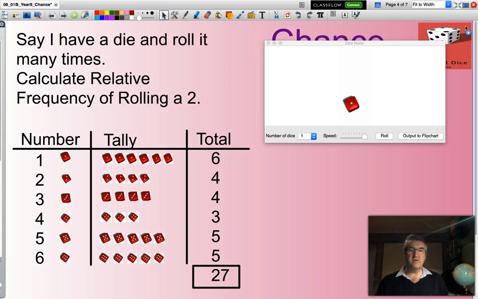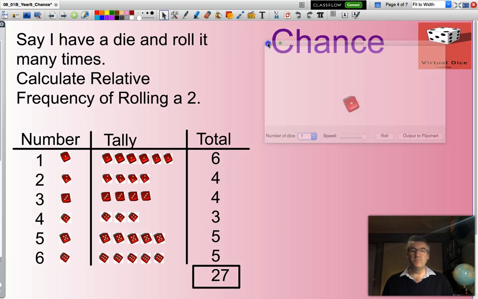Okay, welcome back. And you can see in the tally that I rolled the number 1 6 times, the number 2 4 times, the number 3 4 times, the number 4 3 times, the number 5 5 times, and the number 6 5 times. In other words, I rolled the die 27 times. I'll just tuck that away, I don't really need that anymore.